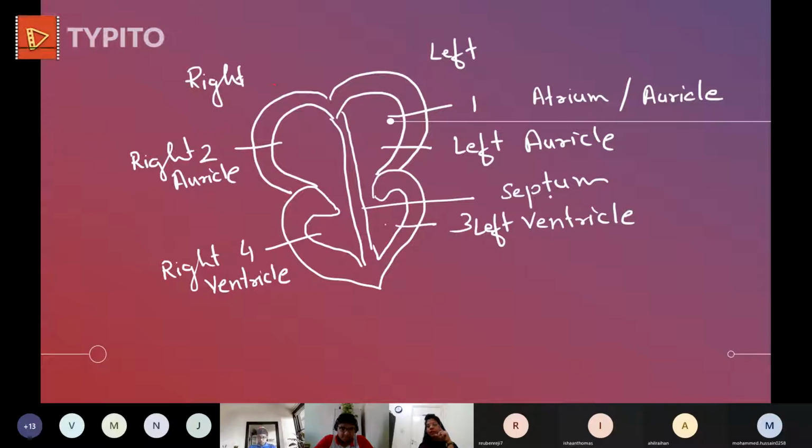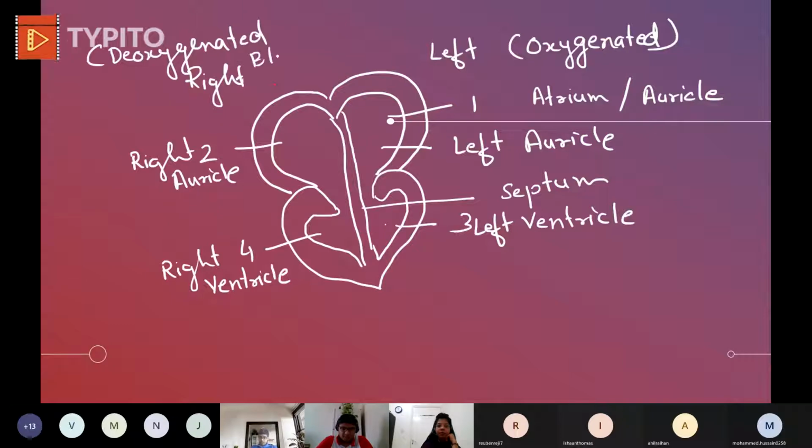Septum. You know what? In the left side, oxygenated blood is present. In the left side of our heart, what kind of blood is present? Oxygenated blood. Oxygenated blood means blood containing a large amount of oxygen. And the right side of the heart contains deoxygenated blood.